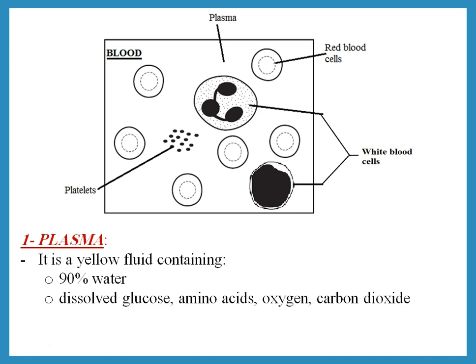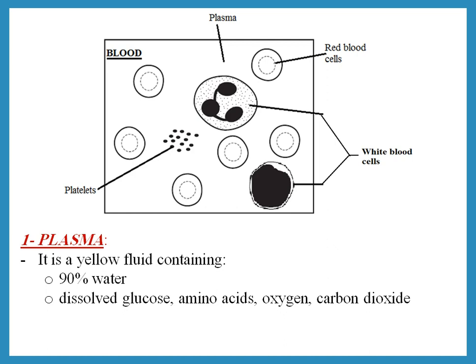So what are the parts of the blood? We said the liquid part is called plasma. Now the plasma is actually a yellow liquid. It is mostly water. And this is where you have dissolved glucose, amino acids, oxygen, carbon dioxide.